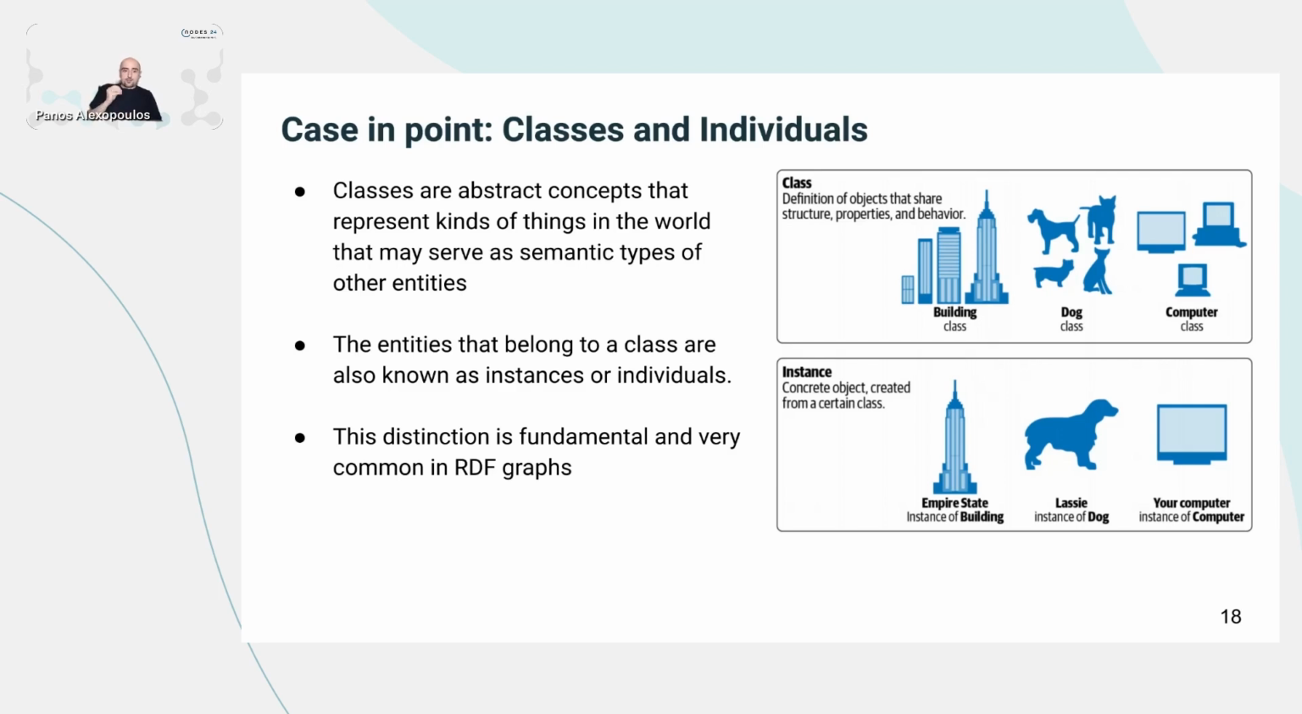This distinction is fundamental and very common in RDF graphs. In 99% of the RDF graphs that you might find out there, in any organization or even in public, you will see that there will be classes and individuals. Which means that if we want to bring an RDF graph and represent it in Neo4j, for example, as a labeled property graph, we need to decide how we are going to represent the classes and the instances, especially how to represent the classes, because in Neo4j, in LPG, there is no formal notion of a class.